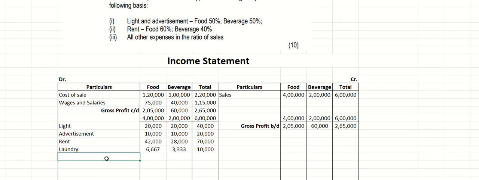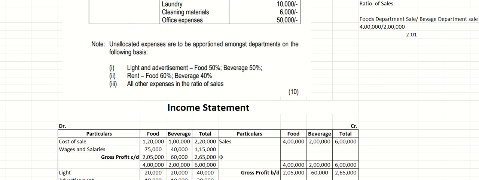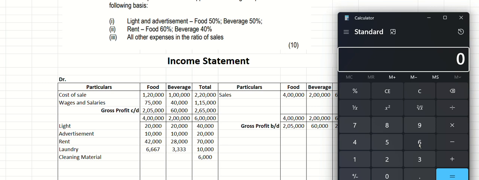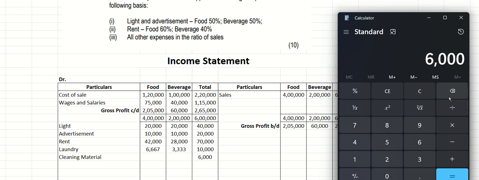Now the next is cleaning material. Okay, what's the total cost? The total cost is 6,000. I think it will be a little bit easy. Now remember, since the ratio is 2 is to 1, we have to take the sum of 2 and 1 as 3. We are going to divide 6,000 into 3 equal parts. That means we divide by 3. You will get 2,000. That means 3 equal parts of 2,000 is 6,000.